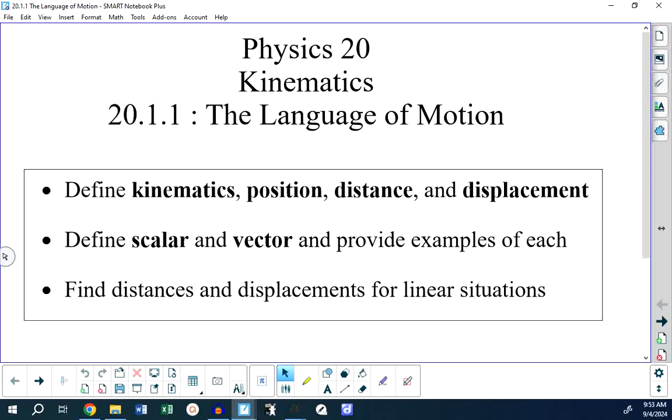Much like many of the things that we learn in Physics 20, they start off pretty basic. But you want to be wary of that. You don't want to be lured into a false sense of security because things can get complicated quickly. So today we're setting the groundwork for more complicated things. I've called this lesson the language of motion. So we have to go through some definitions.